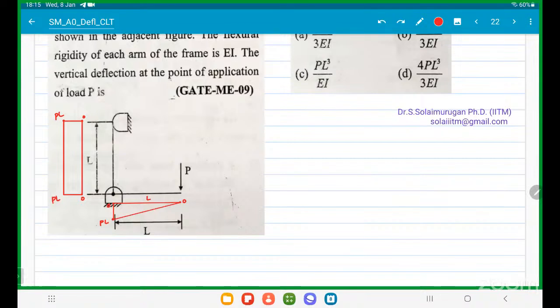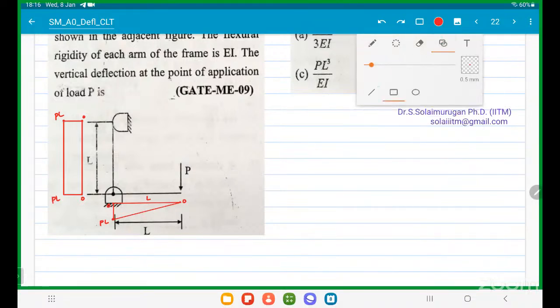Any doubt in the bending moment diagram? Only yes or no? Any doubt? No doubt. Okay, sir.